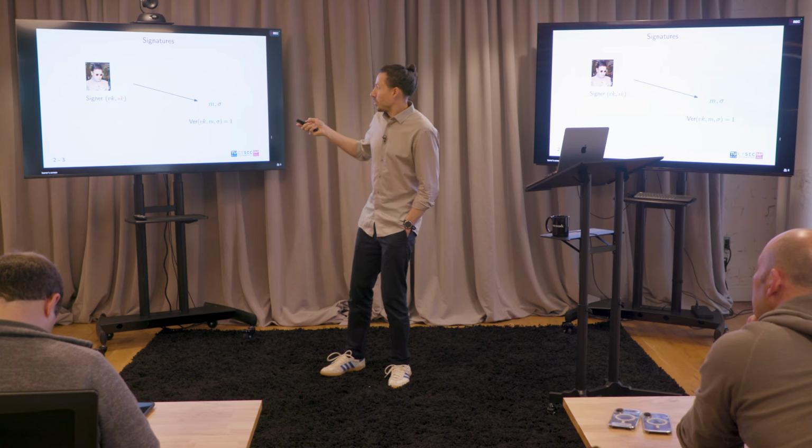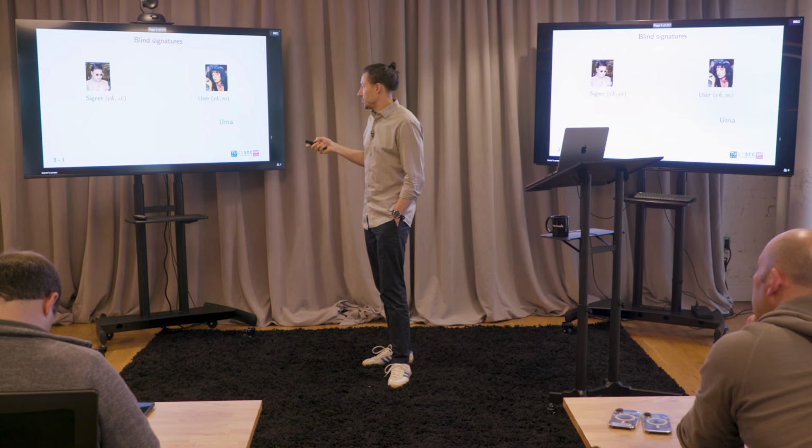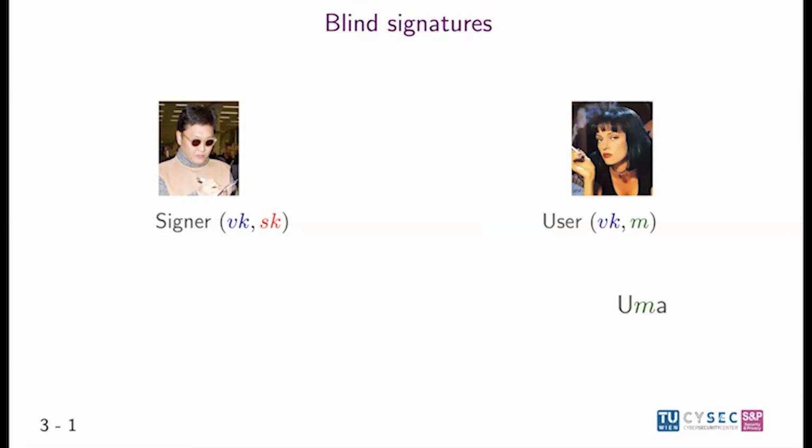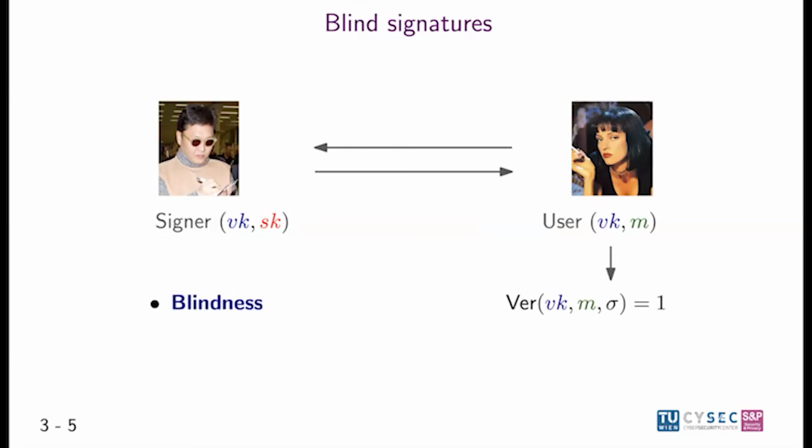So here now we have another participant, so meet Yuma, the user. She has some message and she wants to get a signature on that message from Sai without revealing the message to Sai. So they run a protocol at the end of which Yuma holds a signature that verifies under Sai's public key. But we want blindness. So we want Sai not to learn the message that he signed.